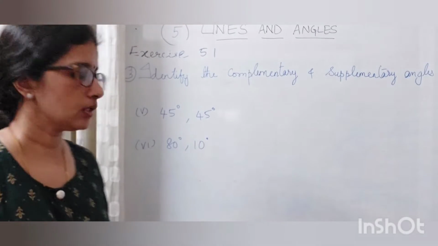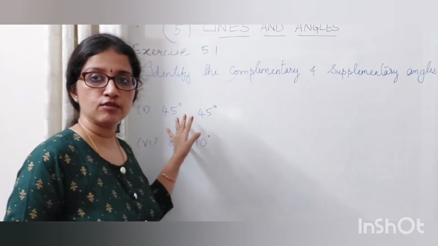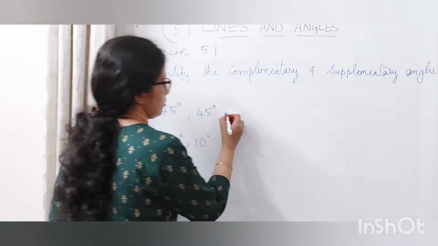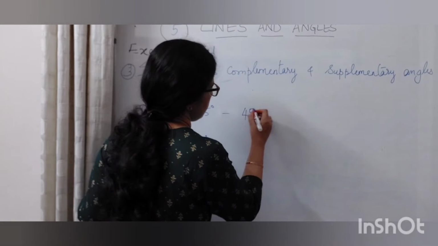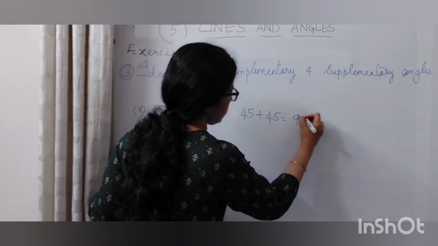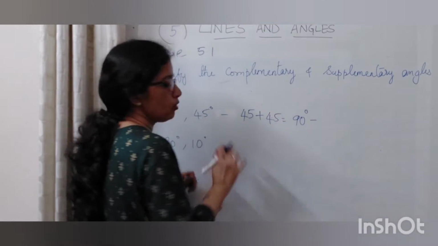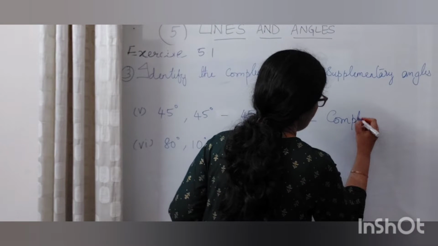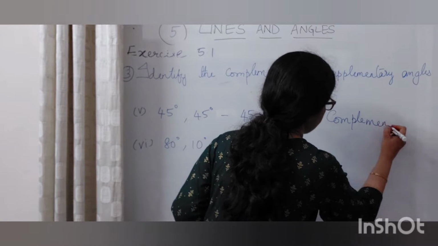Okay. Now the fifth question is 45 degrees and 45 degrees. So 45 plus 45 is equal to 90 degrees, which makes these two complementary. Okay. So these two are complementary.